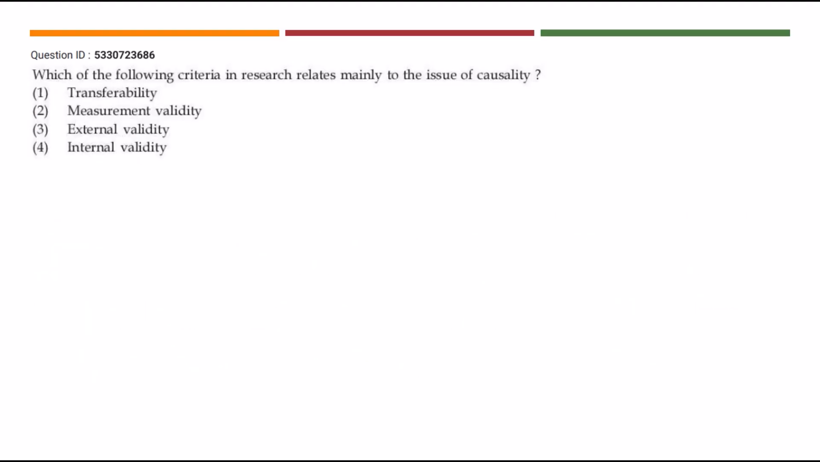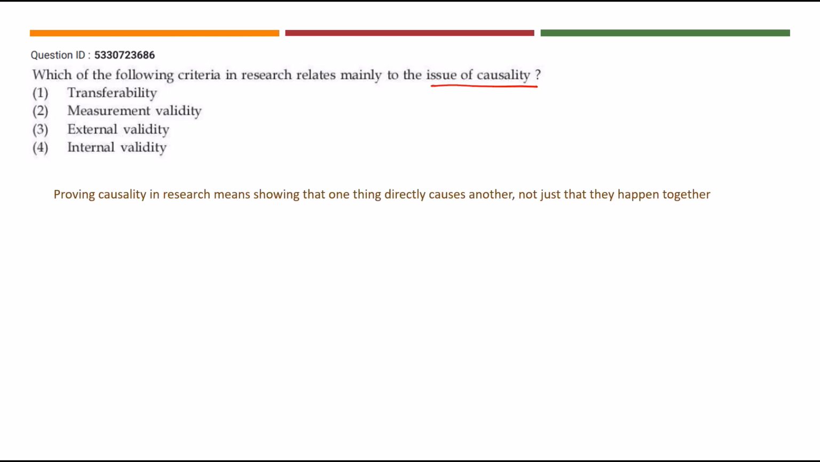Next question, which of the following criteria in research relates mainly to the issue of causality? What is this actually? Proving causality in research means showing that one thing directly causes another, not just that they happen together. It's like cause and effect, we can say. So let's see about the options.